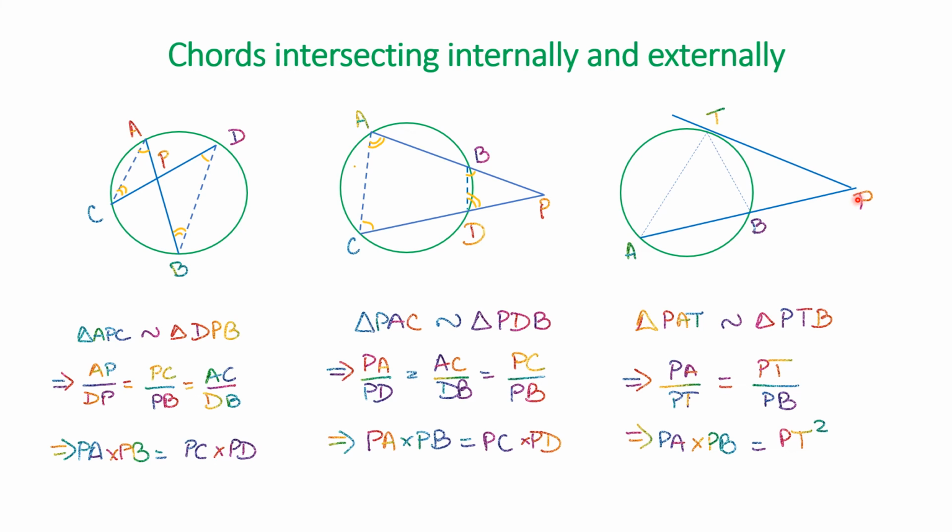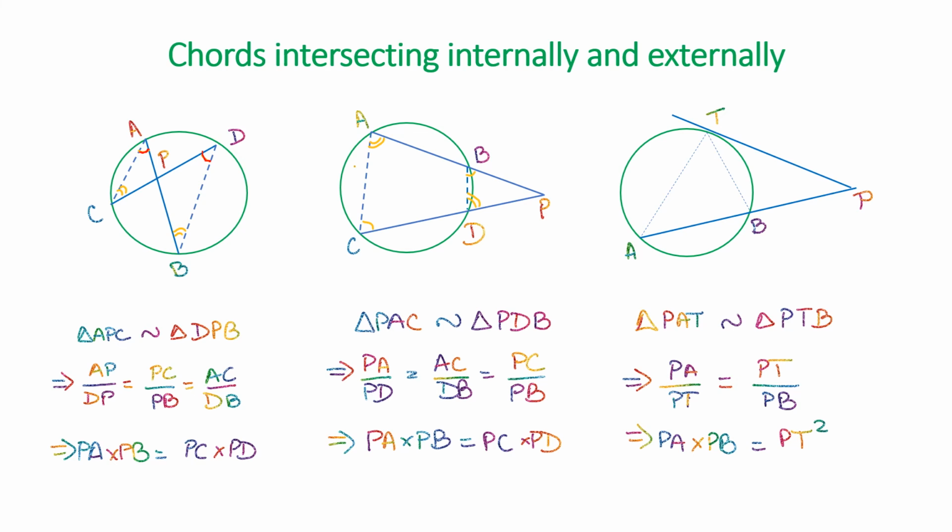So we have over here triangle APC is similar to triangle DPB. You can see this because these two are angles in the same segment. That is, this is angle CAB and angle CDB. Both the endpoints are the same, and therefore these two angles are equal.